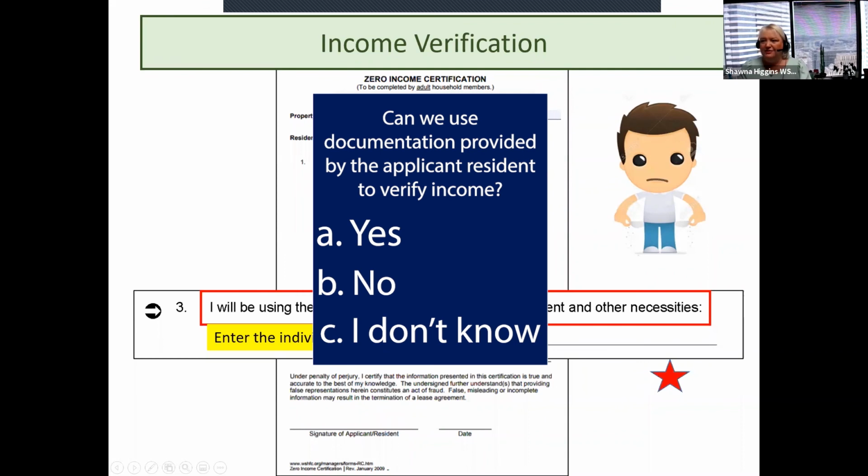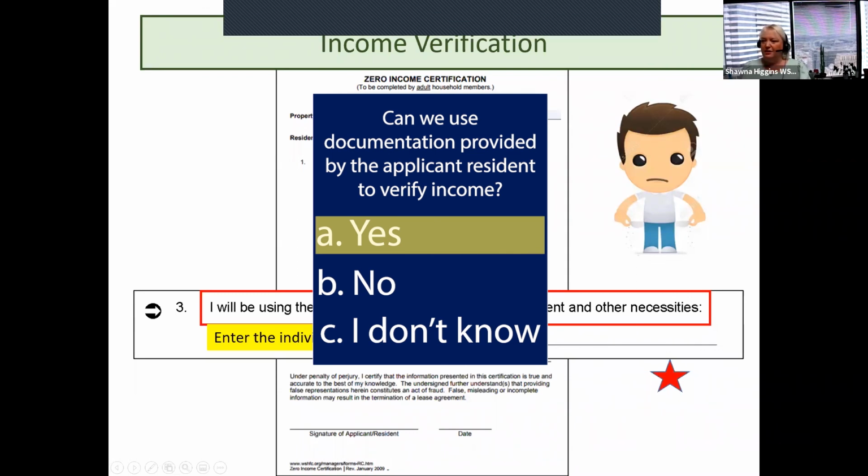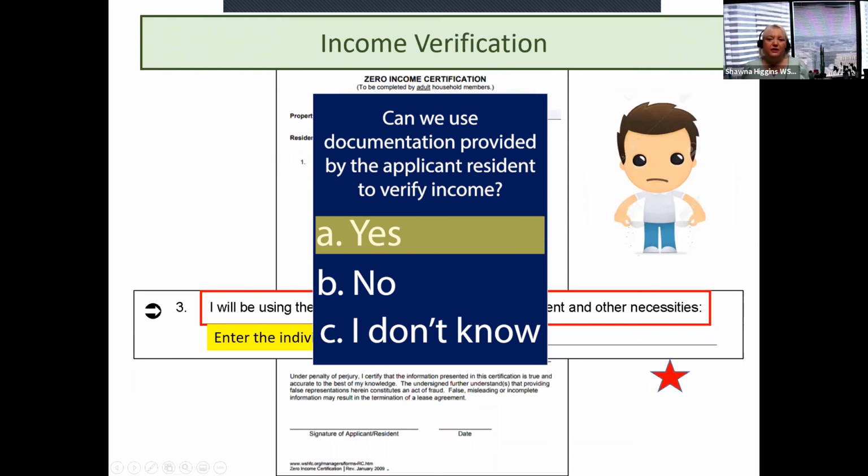All right, so we have 67% said yes, and that is correct. So the printed statements from the state, I'll share the results with everybody. Printed statements from the state or federal agencies may be used to verify income as long as they are current within 120 days of the certification date and provide all the necessary information. We will accept statements or printouts from Social Security beyond 120 days that show the set gross benefit for the current year.